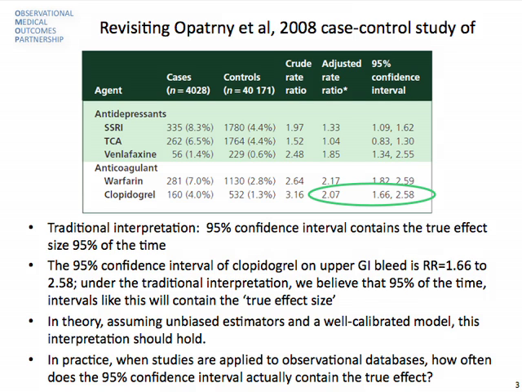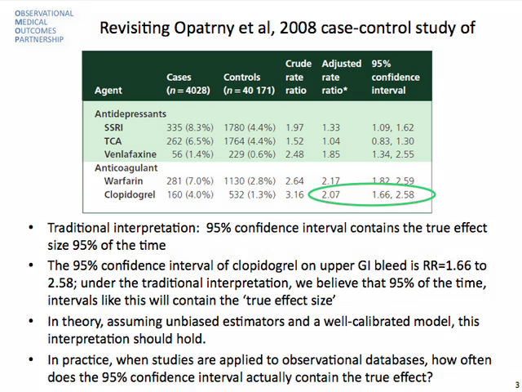The question we were able to use the OMOP experiment results for is, in practice, when we conduct observational studies and apply these different standardized analytics to our suite of databases, how often does the 95% confidence interval that an observational study would report actually contain the true answer?